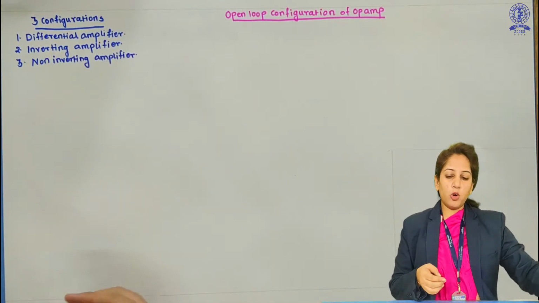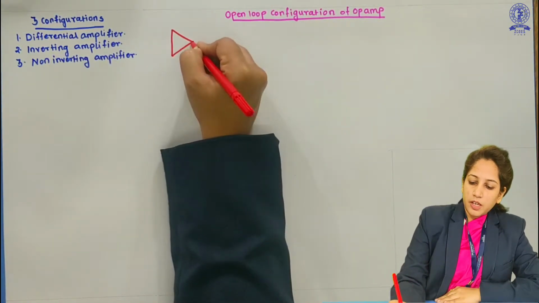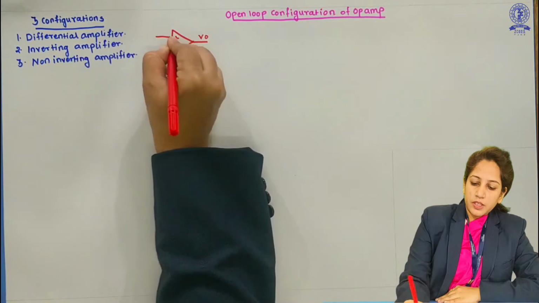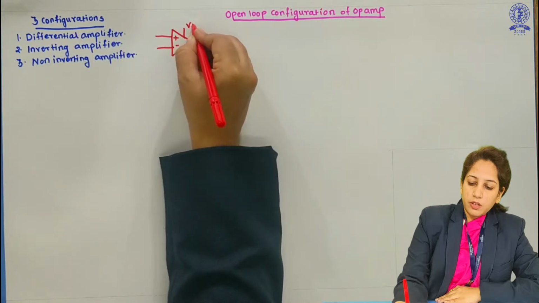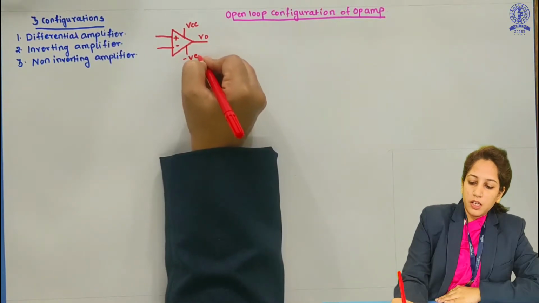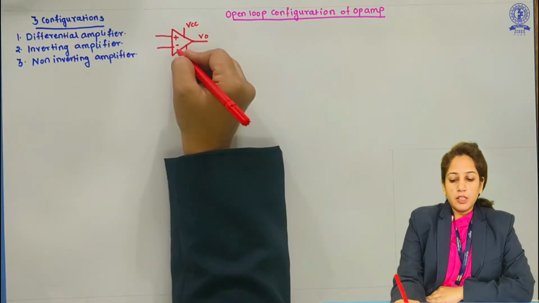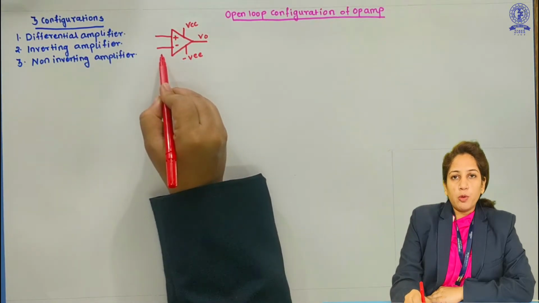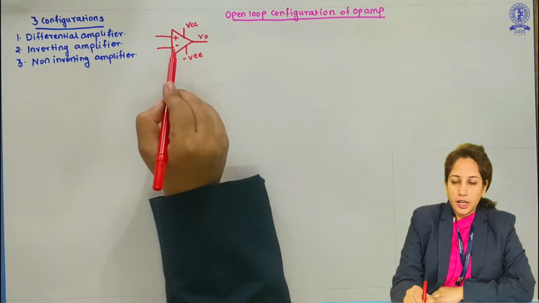If I draw a basic operational amplifier diagram here, we have plus and minus two inputs, and here is the output. This is the non-inverting terminal and this is the inverting terminal. Here are our plus VCC and minus VEE, the DC voltages we are applying. As I have said, this is an open loop configuration, so there will be no feedback from the output side to the input side for any terminal, meaning the positive or negative terminal.